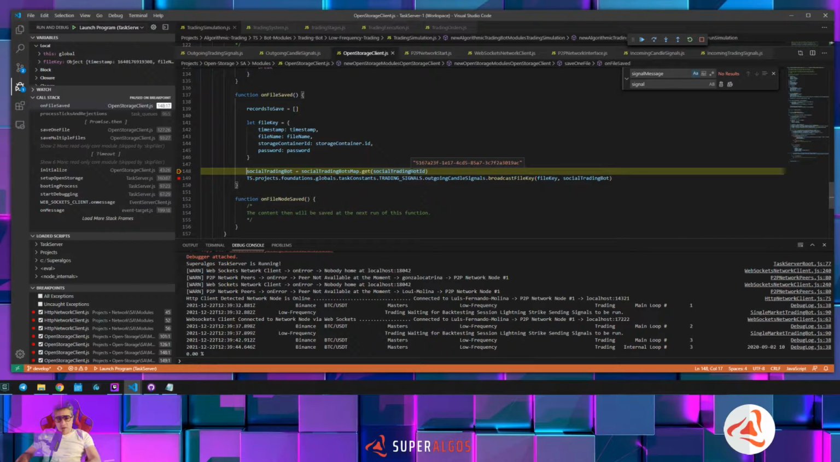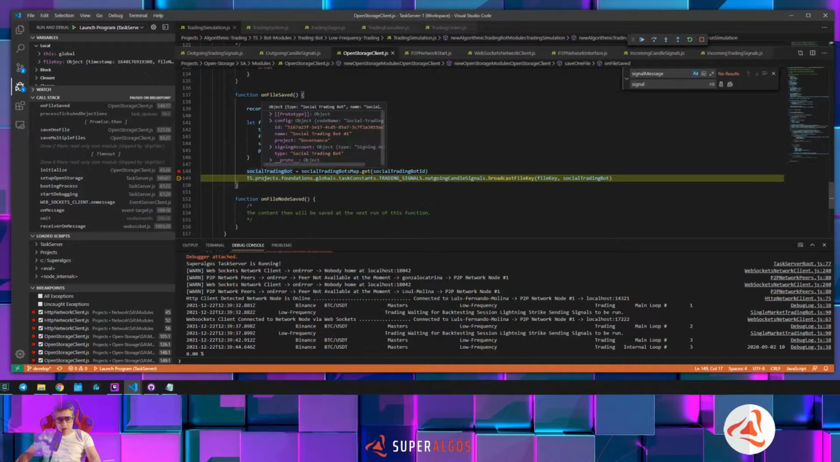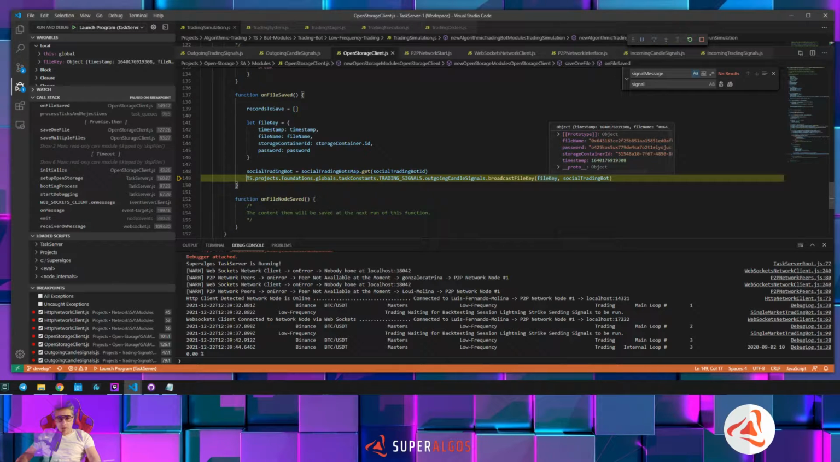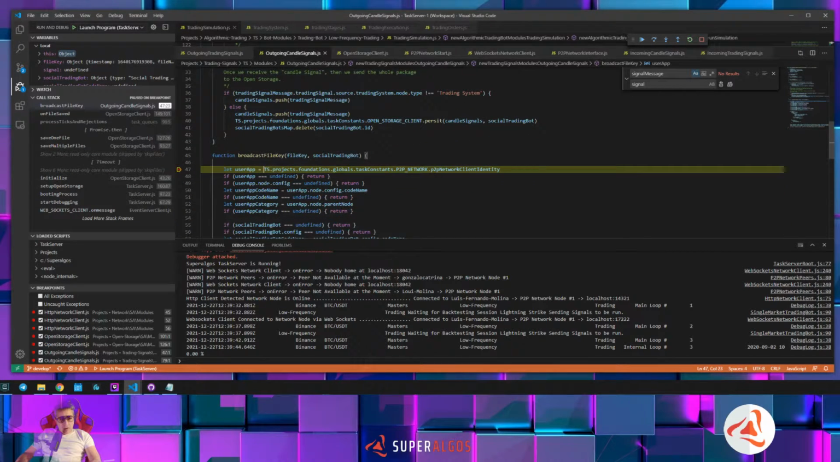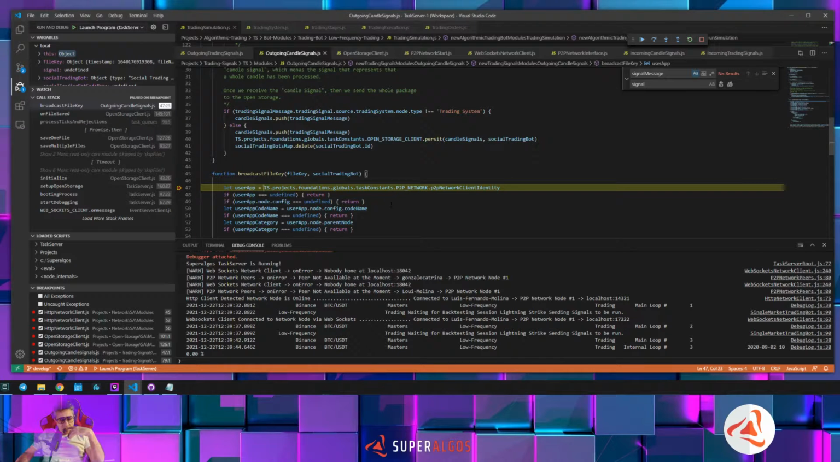Now with the social trading bot ID, we will get a reference to the social trading bot. Yes, we got it. And then we return to broadcast the file key. Okay, so this is working. We return here, broadcast file key. So we have the file key, file name, password, timestamp, and storage container ID.